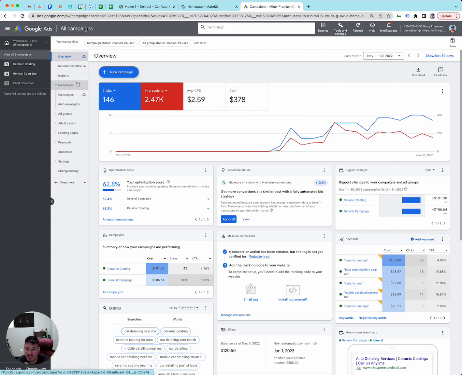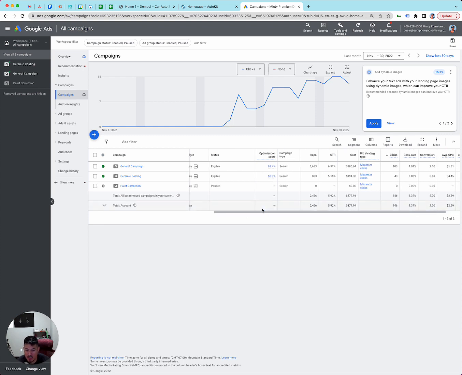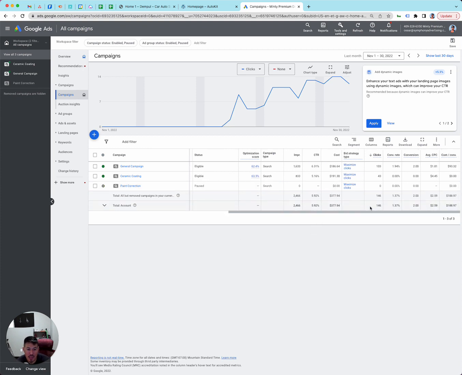As I mentioned, the point of the campaign was to target down what we want to reach. In this case, it was a general campaign for code, detailing general services, and the other was ceramic coating. And as expected, whatever has the more search volume is what's going to get the most activity.